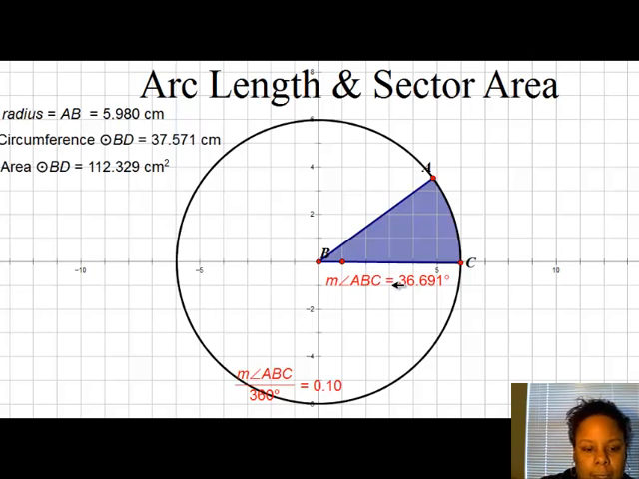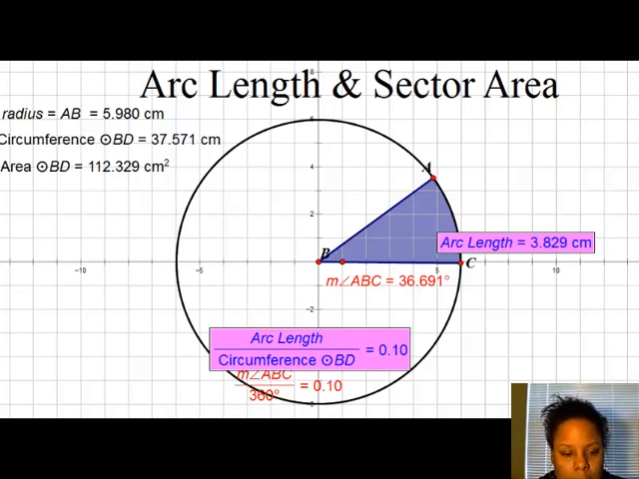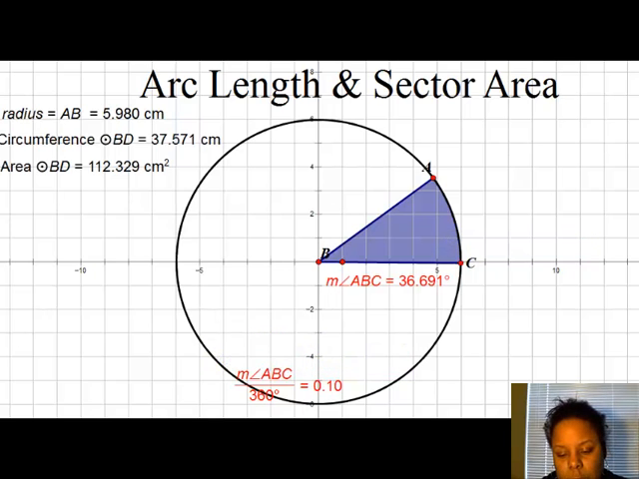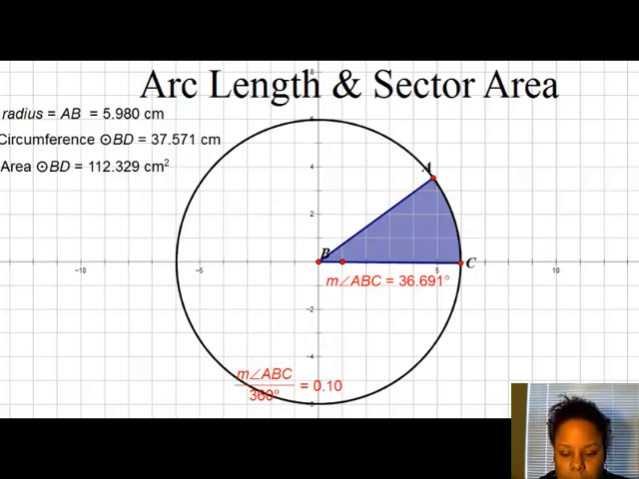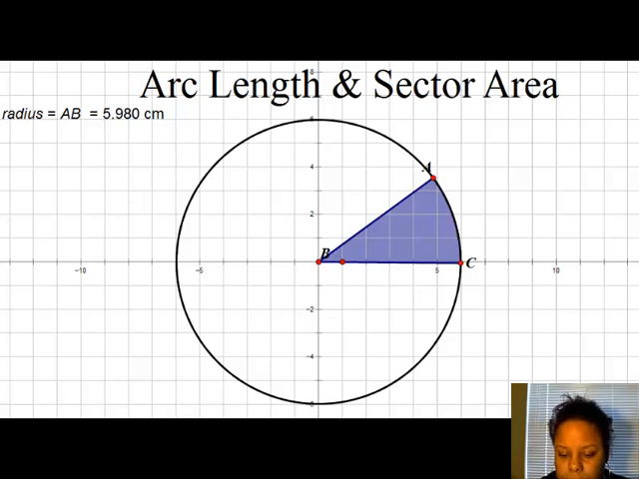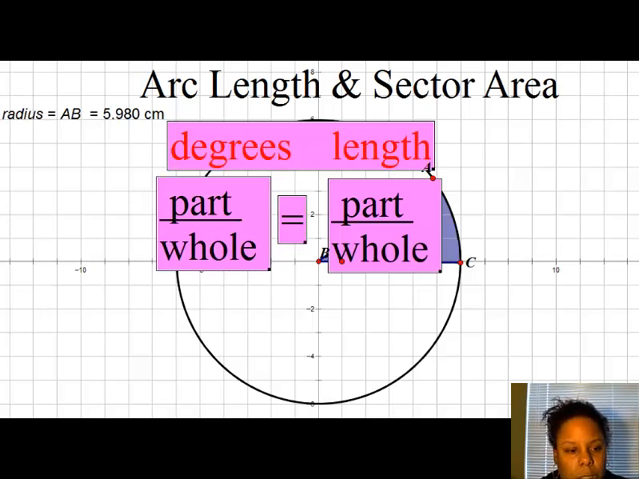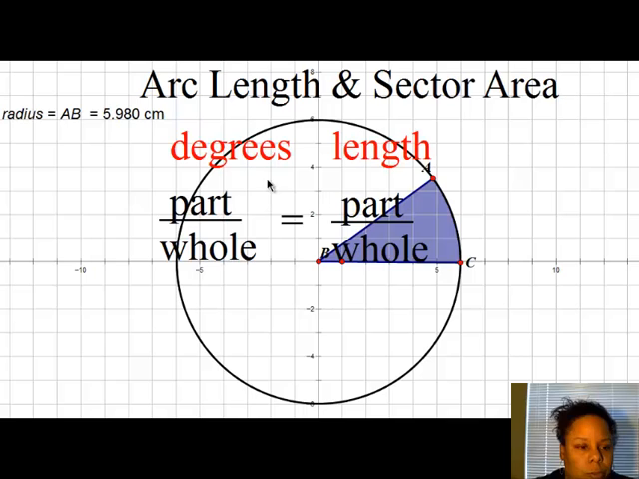We're going to take a look at the angle part divided by the angle whole, and compare that to the part of the arc length compared to the whole arc length, which is the whole circle. Those ratios are the same, as well as the ratios of the areas. So how do we do that? If we take a look here, we have part to whole.